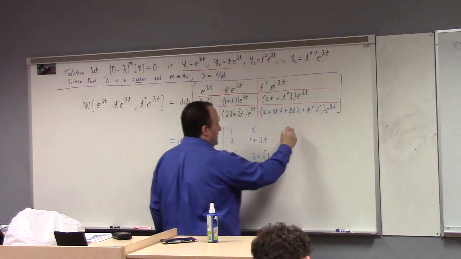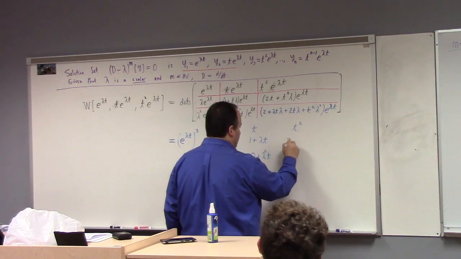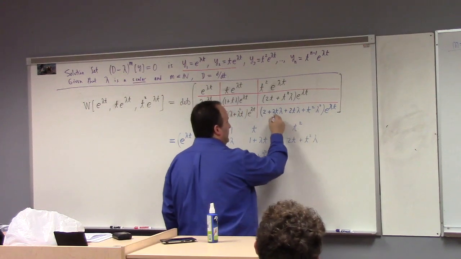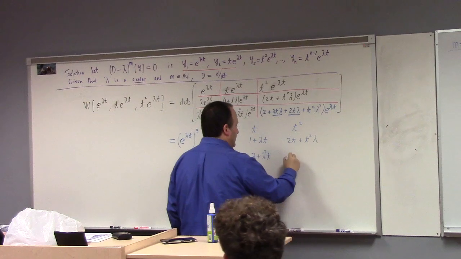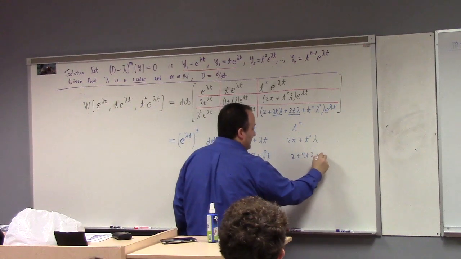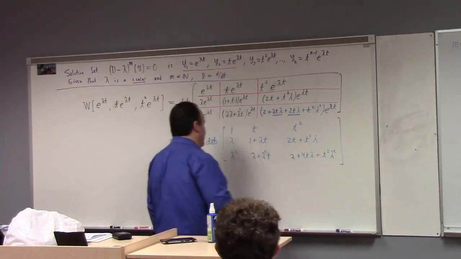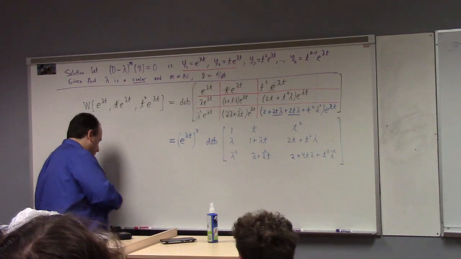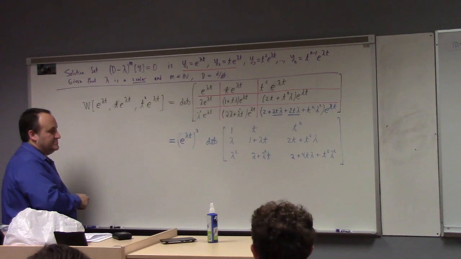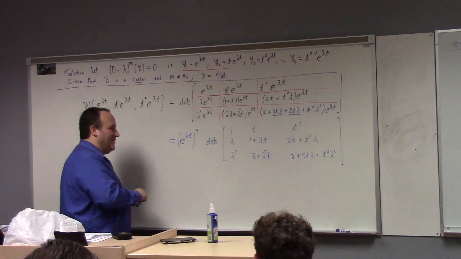And then this one, we've got t squared. We've got 2t plus t squared lambda. These two combine, right? So we get 2 plus 4t lambda. I'm regretting doing this at the moment. T squared lambda squared. I should have just done this for 2. We'd have been done 5 minutes ago.